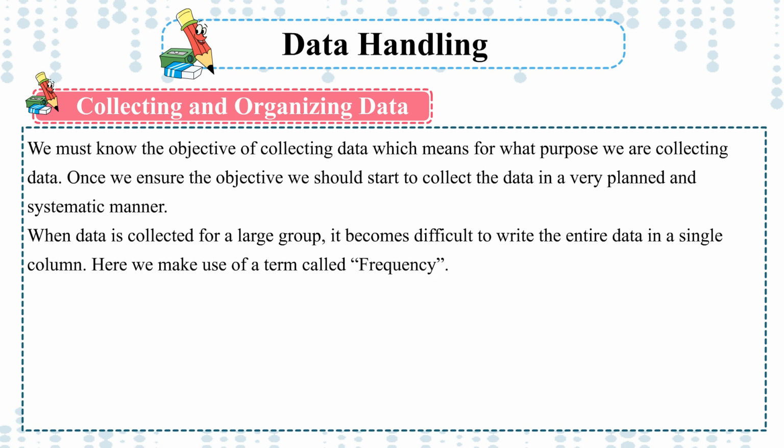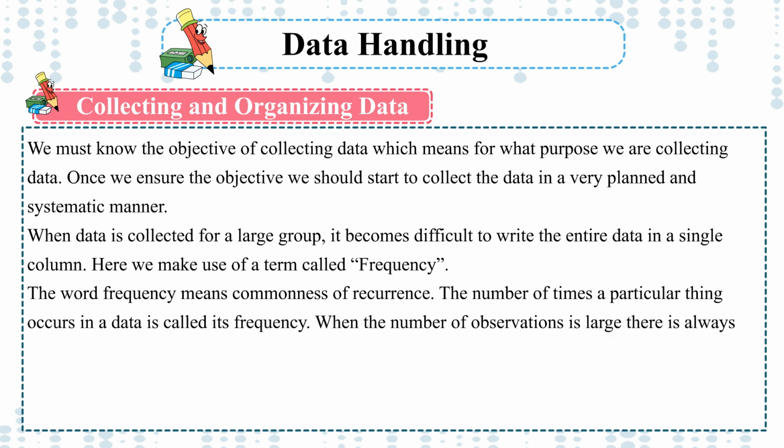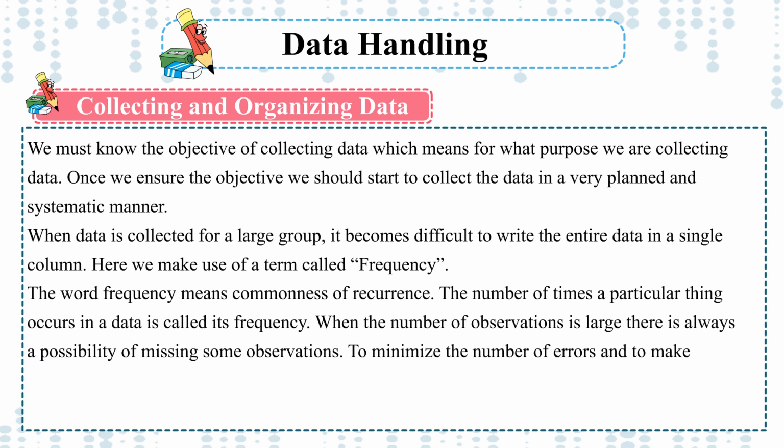Here we make use of a term called frequency. The word frequency means commonness of recurrence. The number of times a particular thing occurs in a data is called its frequency. When the number of observations is large, there is always a possibility of missing some observations. To minimize the number of errors and to make tabulation easier, we make use of tally marks.